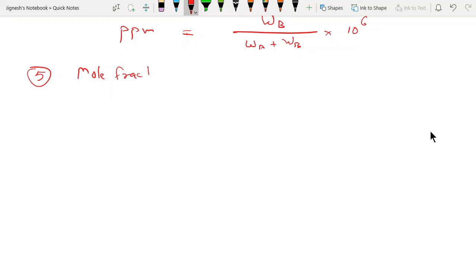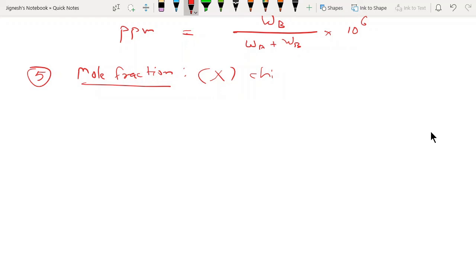Guys, this mole fraction is very important. It is denoted by x. Actually this is not x, it is called chi. Whatever you want to say, you can say that. Chi. What is that? It's a fraction of moles.